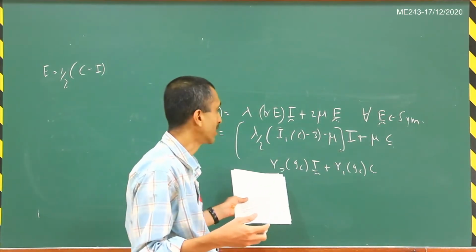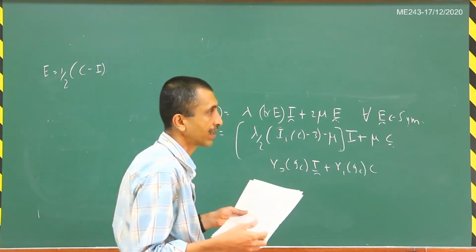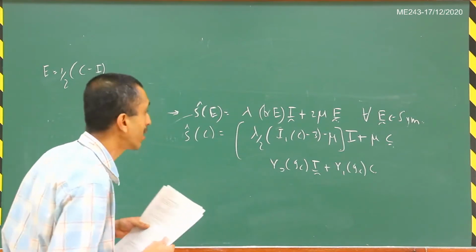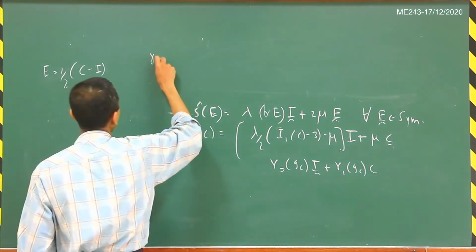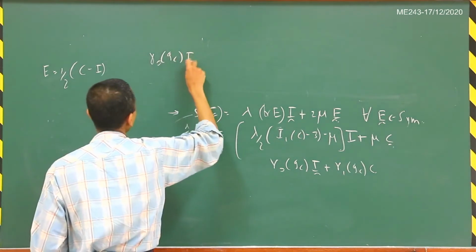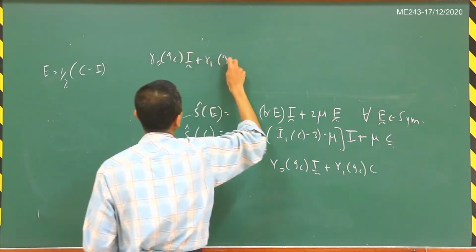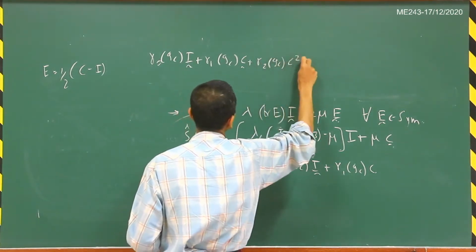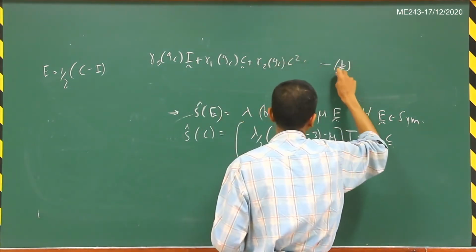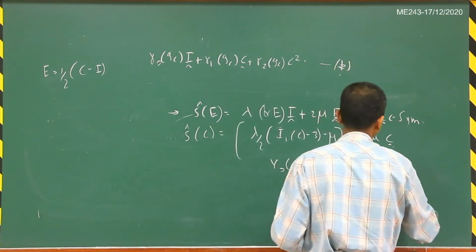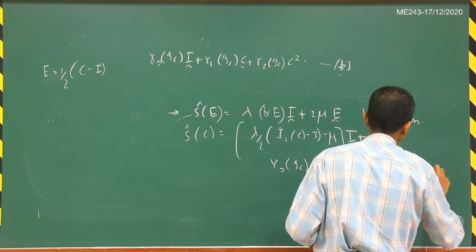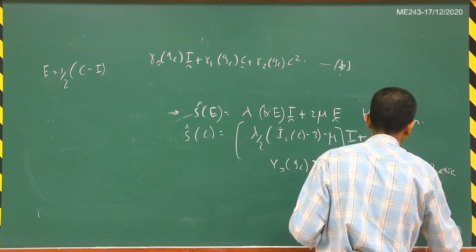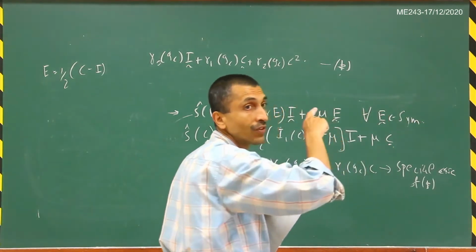So the last time we discussed that a material model is frame indifferent and isotropic if and only if it is of the form gamma naught of invariants of C times identity plus gamma 1 of invariants of C times C plus gamma 2 of invariants of C times C square. Let us call this a star. So this is just a special case of star. And here these are necessary and sufficient conditions.